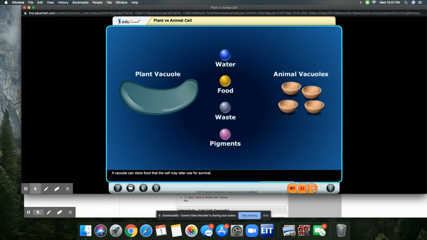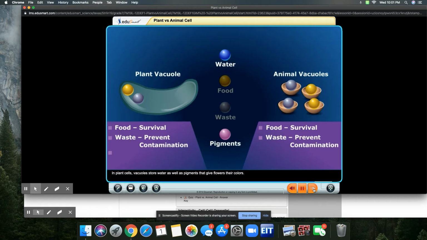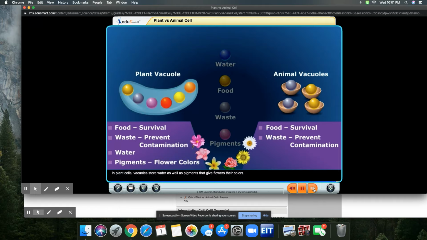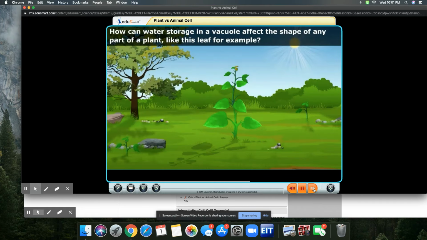A vacuole can store food that the cell may later use for survival. It also stores waste to prevent other parts of the cell from contamination. In plant cells, vacuoles store water as well as pigments that give flowers their colors. How can water storage in a vacuole affect the shape of any part of a plant, like this leaf, for example?